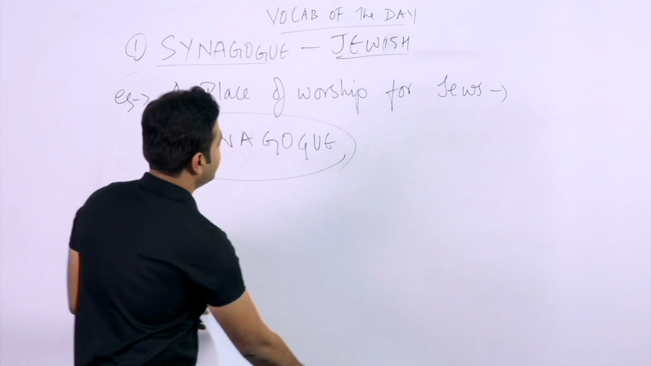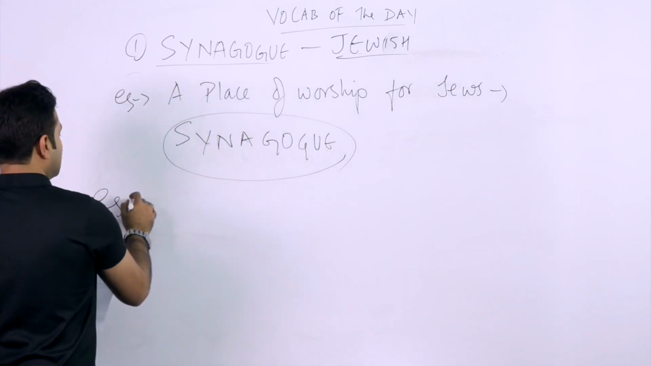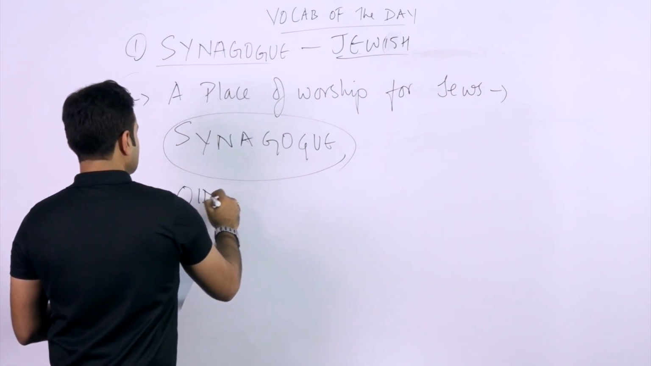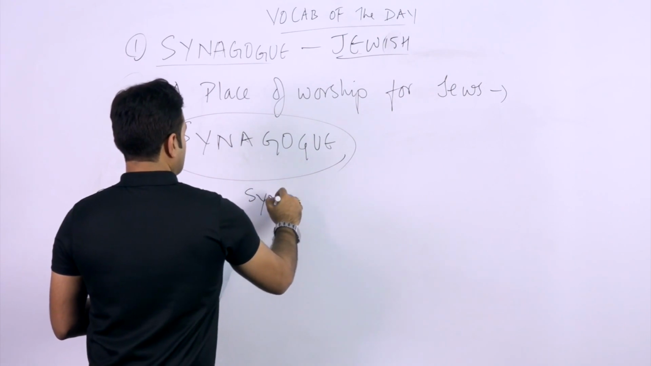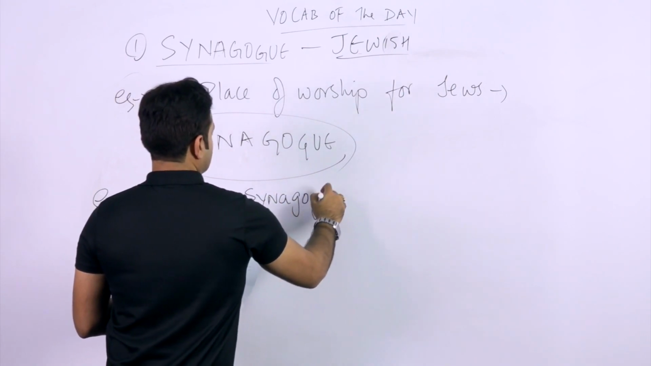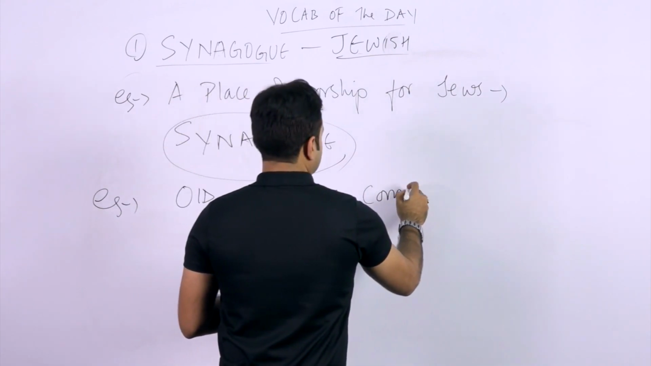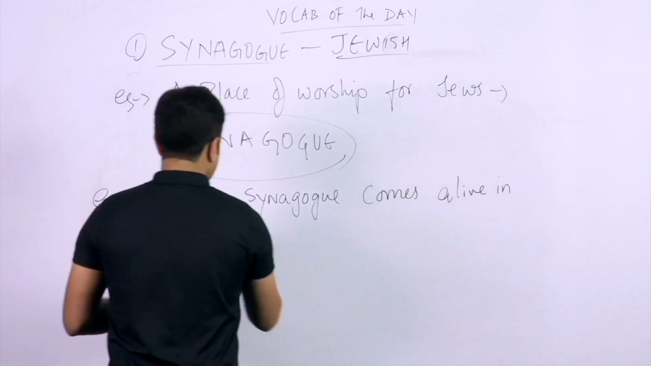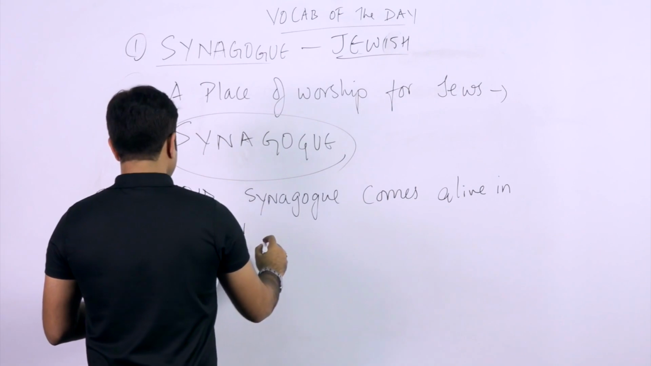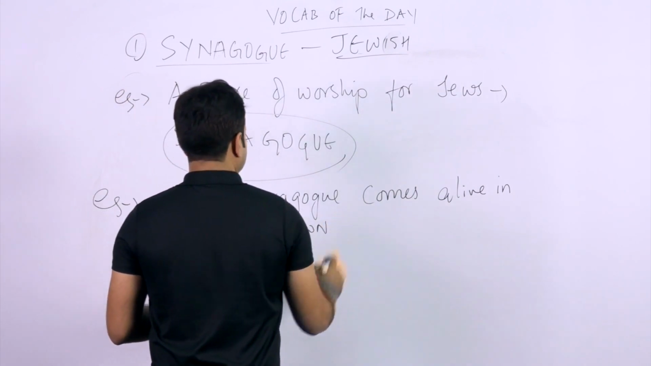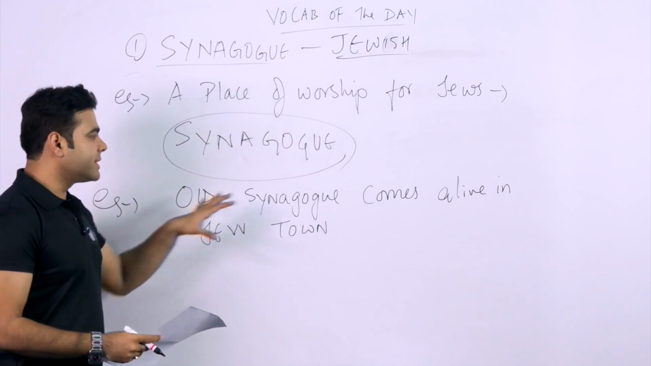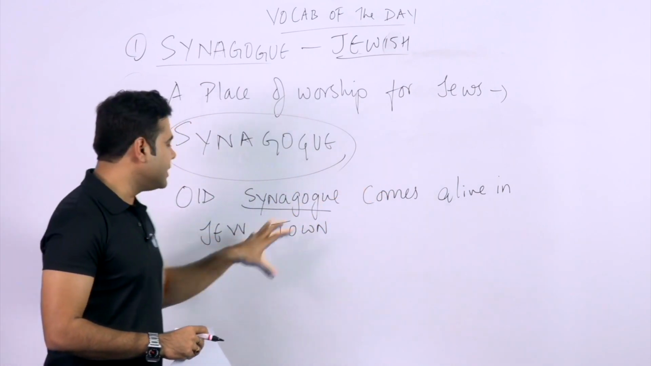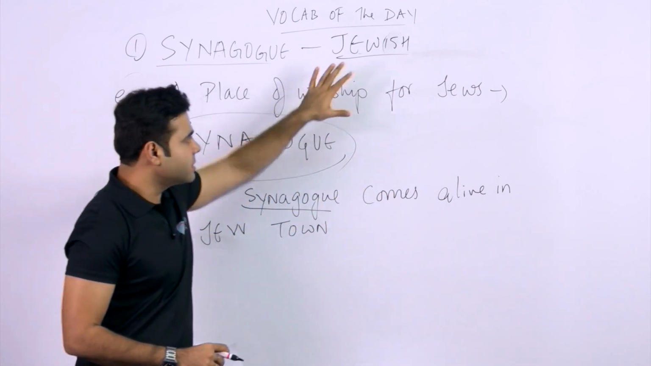Now, let's talk about the sentence. Which sentence was taken in the newspaper? Now, I'll write the sentence. The sentence says, "Old synagogue comes alive in Jew town." What is the sentence? Old synagogue, I have underlined the word, old synagogue comes alive in the Jew town. Jew is related to Jewish.